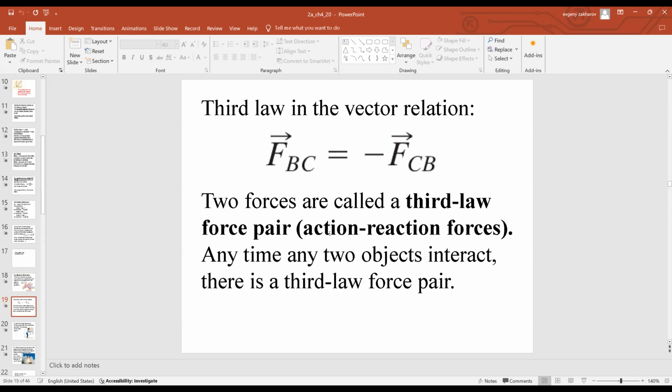So this is your action-reaction pair of forces. So B on C, C on B. And you see there is a negative in front. Negative means what? Direction is opposite. This negative takes care of the direction.